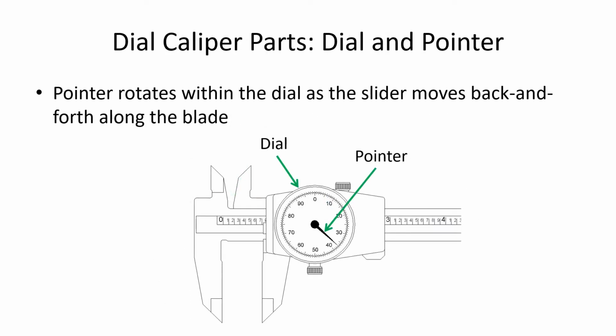So it's not just the blade. If it was just the blade, it would be basically your typical ruler. The cool thing about a dial caliper is it has a dial that allows you to get more precise measurements. So not just 1.1 inches, you could get 1.123 inches, to the thousandths place, which is very precise. You want to be able to take precise measurements. The pointer rotates within the dial as the slider moves back and forth along the blade. So this whole portion slides back and forth, and as it slides, this rotates around, which shows that it's a different measurement.